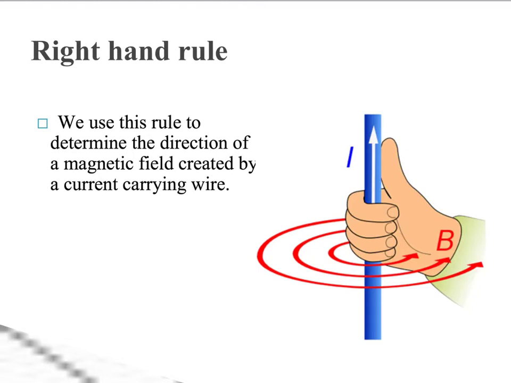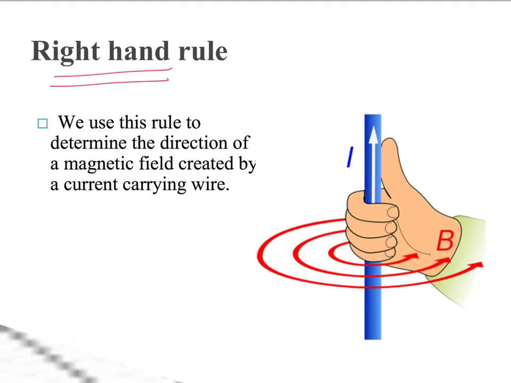So the way that we talk about the direction of the magnetic field is we use something called the right-hand rule. And you must, of course, use your right hand. If you use your left hand, it will not work and you'll get the opposite signs, okay? So we use this to determine the direction of a magnetic field created by a current-carrying wire.